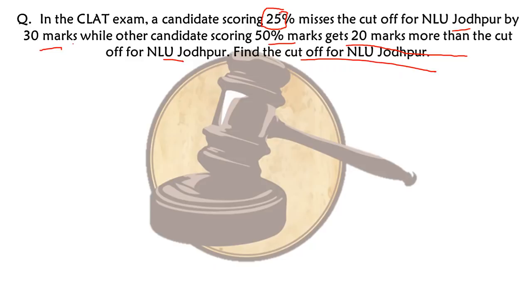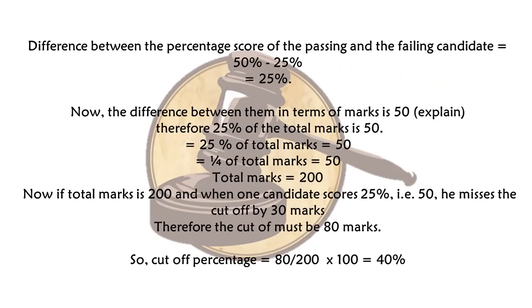So I'll read the question once more. A candidate who scored 25% marks missed the cutoff for NLU Jodhpur by 30 marks, and another candidate who scored 50% marks got 20 marks more than the cutoff for NLU Jodhpur. Basically, the question is saying find the cutoff for NLU Jodhpur.